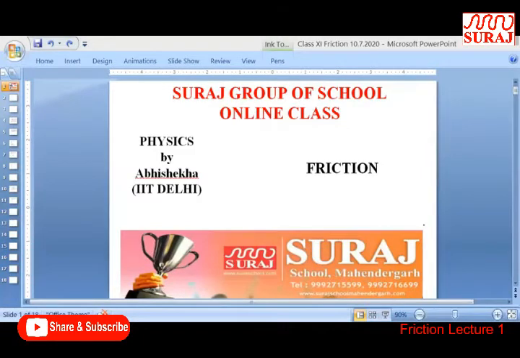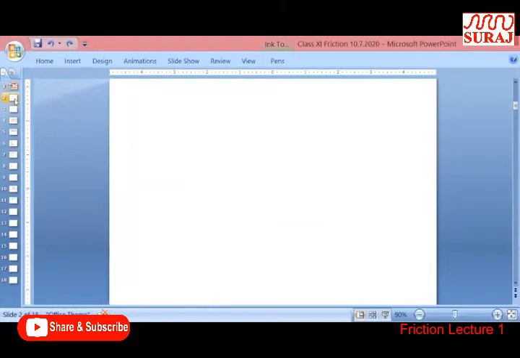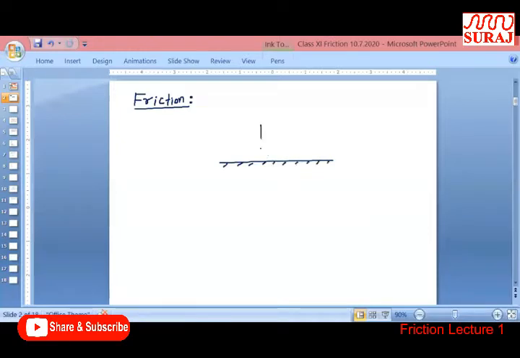So let's start with the friction. We will take a very basic example. First, we will try to understand what friction is, how we can feel this kind of force. Suppose I have a block here placed on a rough surface.